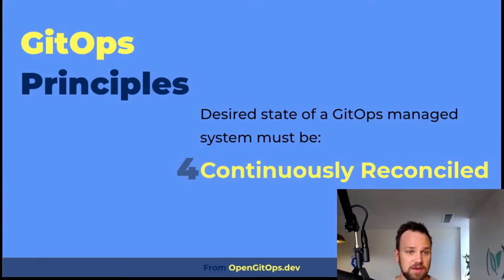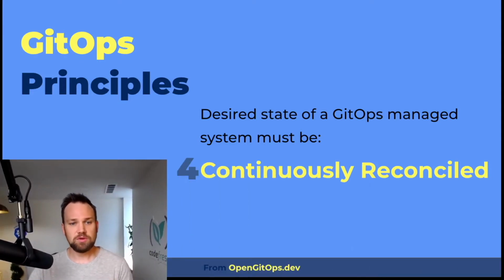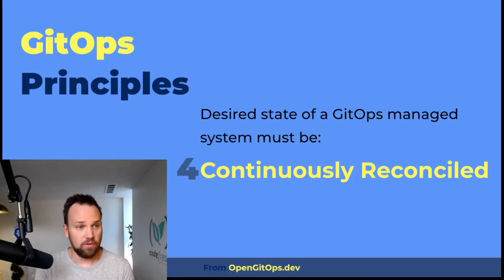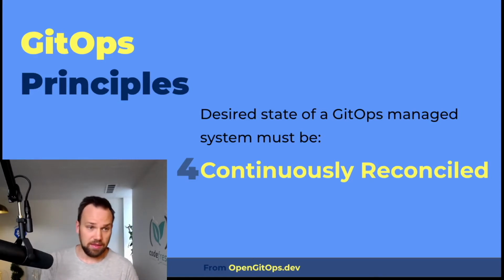Continuously reconciled means that you need a way to continually monitor. Basically, you need to have some sort of software agent that is continually monitoring the actual state of your system against the desired state of your system. And it needs to be constantly comparing those things.